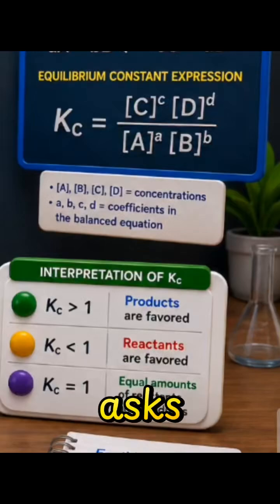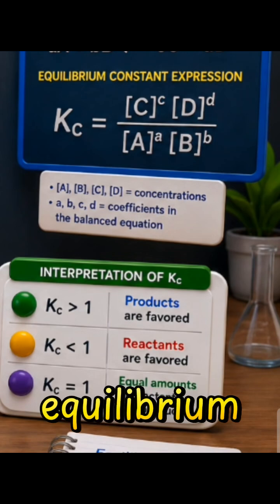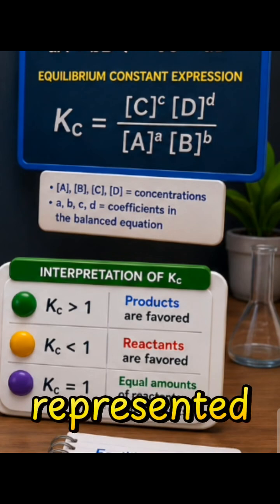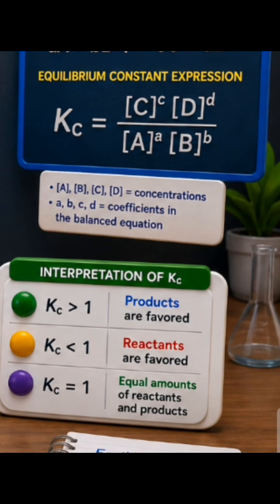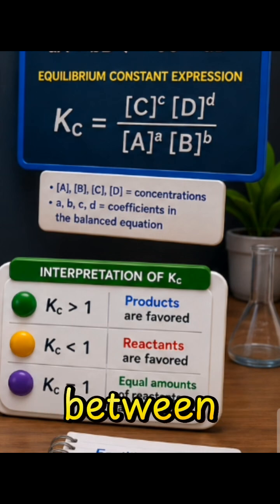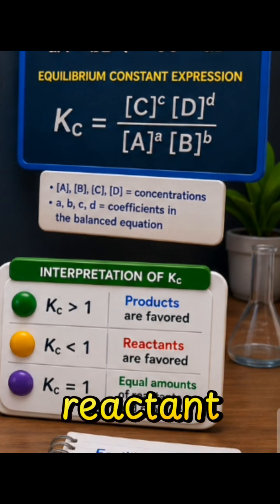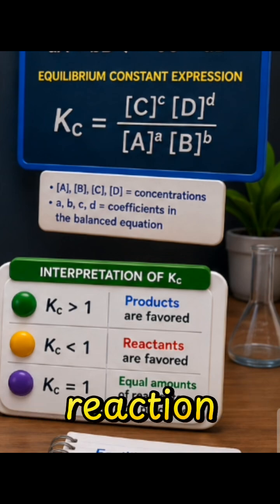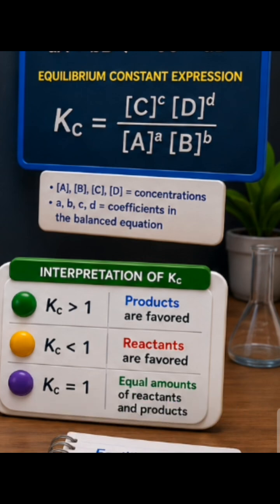Scientists then ask an important question. Can we measure this balance? Yes. The measurement is called equilibrium constant, represented by Kc. This shows the relationship between the product and the reactant concentration when reaction reaches equilibrium.